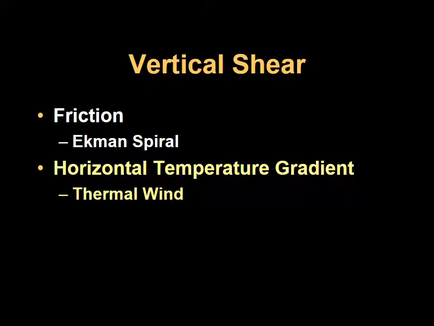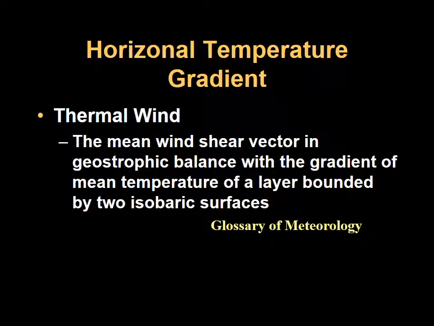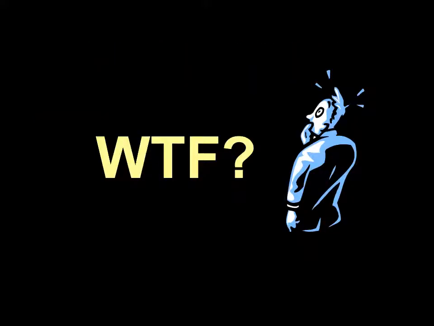But there are other things that can cause a vertical shear in the horizontal wind. One of them is the horizontal temperature gradient, and that produces a concept called the thermal wind. By definition, the thermal wind is the mean wind shear vector in geostrophic balance with the gradient of mean temperature of a layer bounded by two isobaric surfaces. What does that mean?